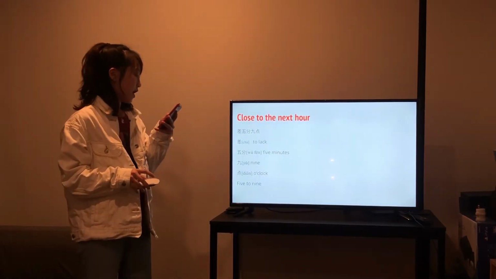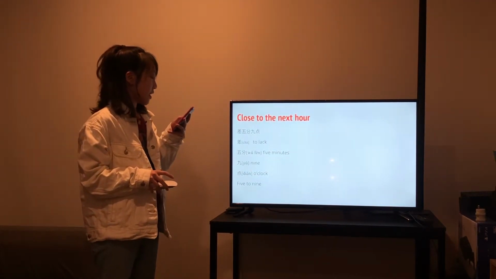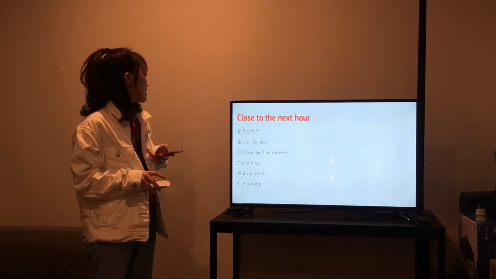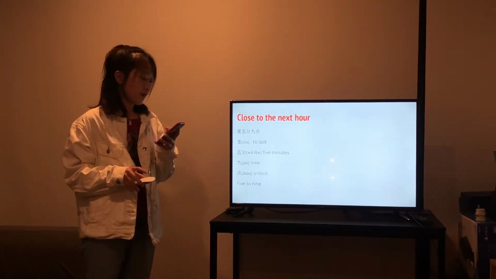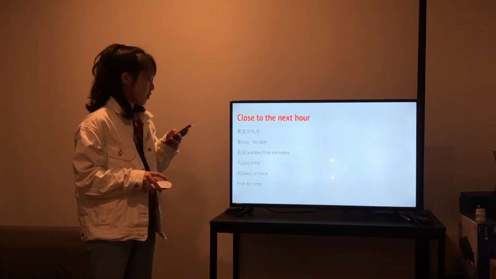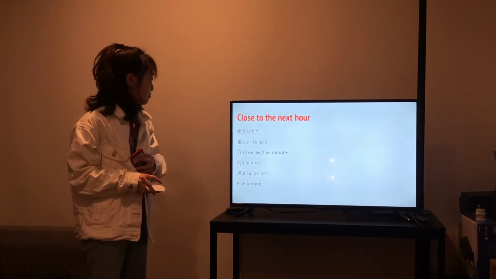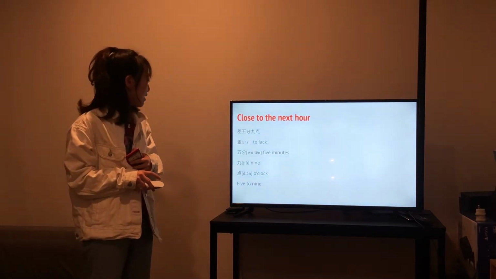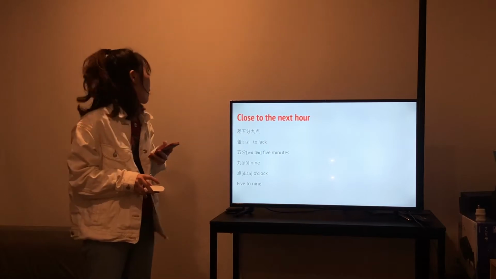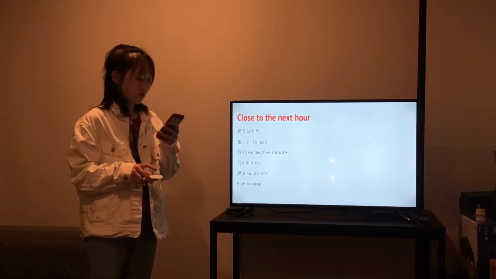So what if it's very close to the next hour? Is there something like in English how we say 5 to 9 or 10 to 6? For 5 to 9, you say 差5分9点. 差 means to lack. 5分 means 5 minutes. 9点 means 9 o'clock. So literally it is lacking 5 minutes to 9 o'clock.